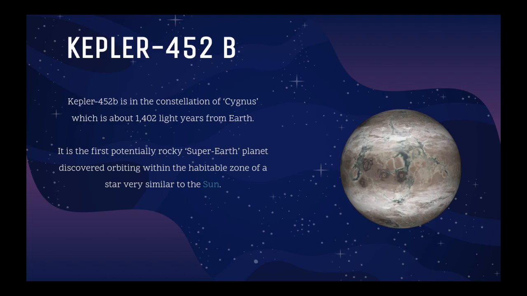If we would like to travel to the planet Kepler 452b with present technology, at the speed of the New Horizons spacecraft, which is the fastest current spacecraft built on Earth, with a speed of 59,000 kilometers per hour, it would take approximately 26 million years to get there.